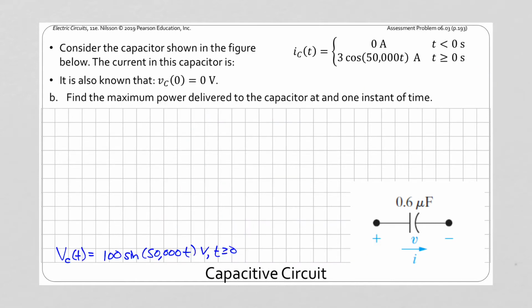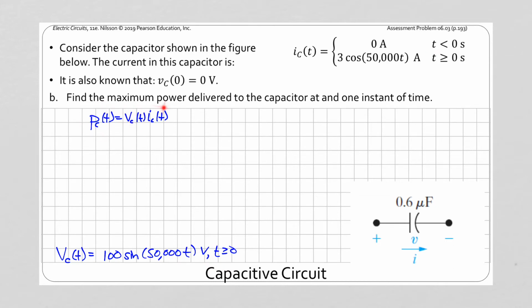Next, we're asked to find the maximum power delivered to the capacitor at one instant of time. So what we need to do is figure out the power delivered to the capacitor in general, and then we can figure out how to maximize that. We know that nothing is going on for t less than 0. There was no current, there's no voltage, so the power before time t equals 0 is 0, and that's not giving us anything interesting. So we're going to assume that we are at t greater than 0.